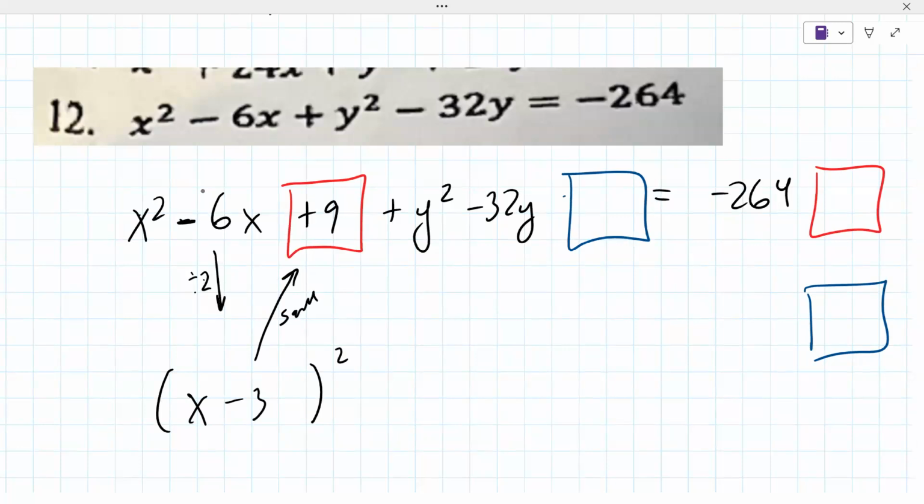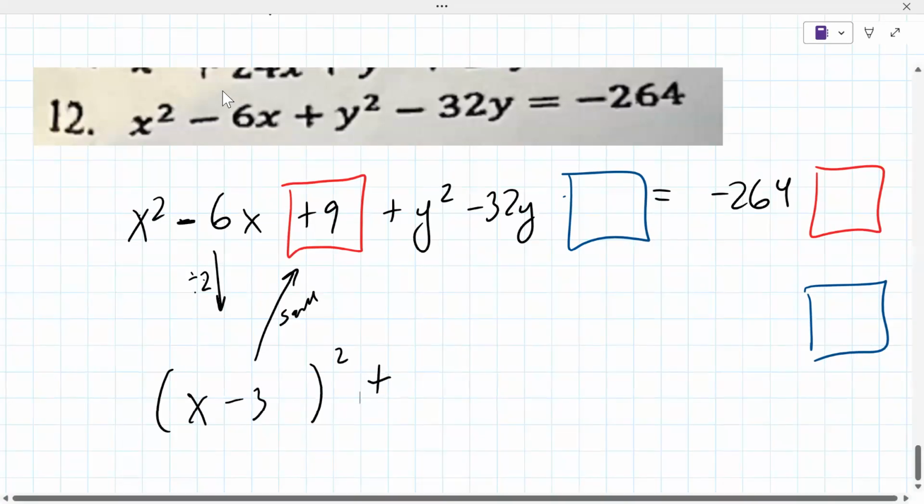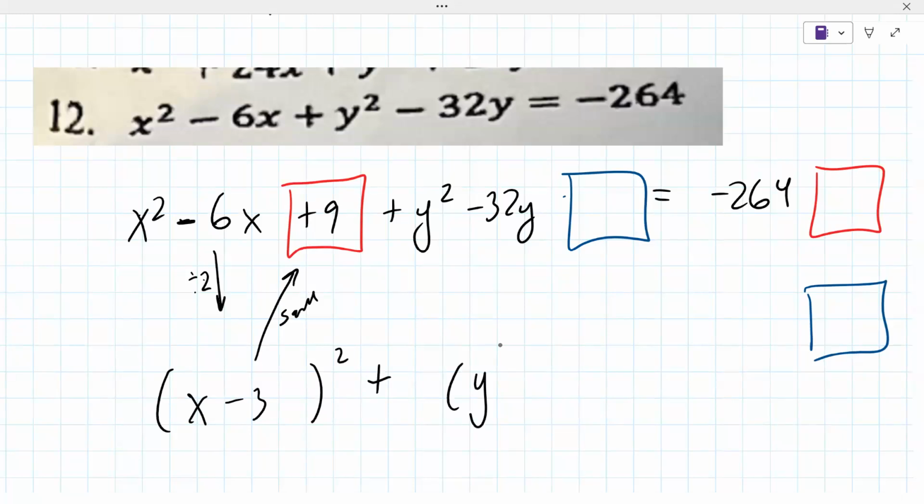Okay. And then you do the same thing here. 30 minus 32, that'd be -16. So y minus 16 squared. Okay. It's 256. Yep. So +9 plus 256. So figure out the number on the right.